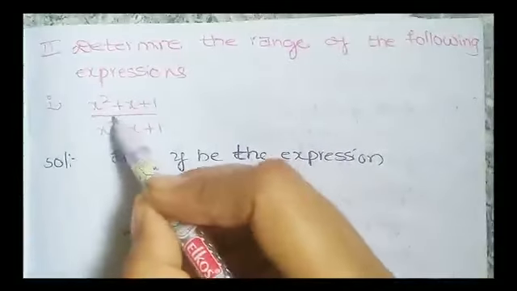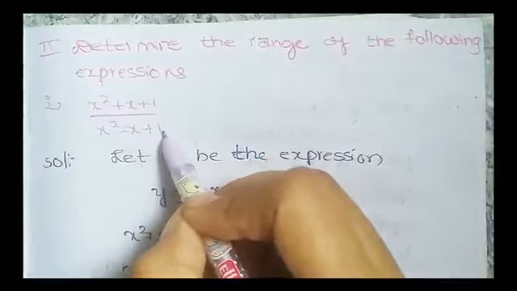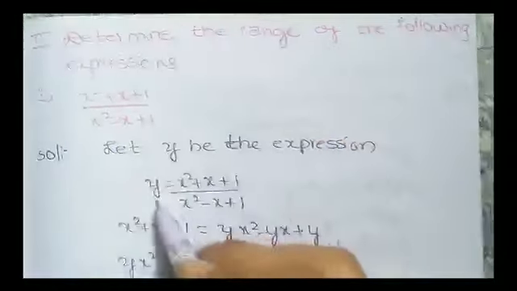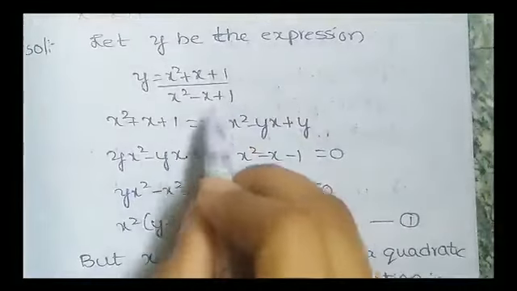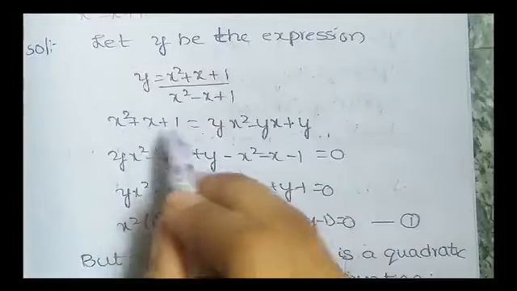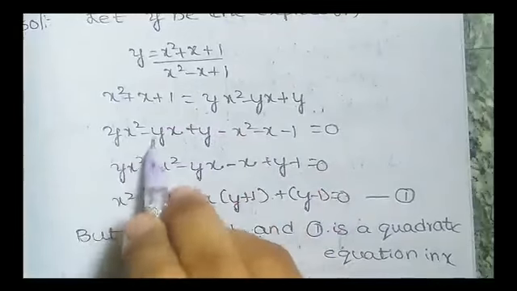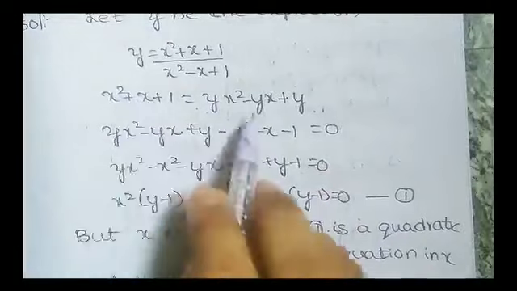The first one is (x square plus x plus 1) divided by (x square minus x plus 1). In this Roman, first of all we have to take the given expression equal to y, and then do cross multiplication. After cross multiplication, send these terms to this side, so positive becomes negative, negative becomes positive. So I get yx square minus yx plus y, minus x square minus x minus 1 is equal to 0.